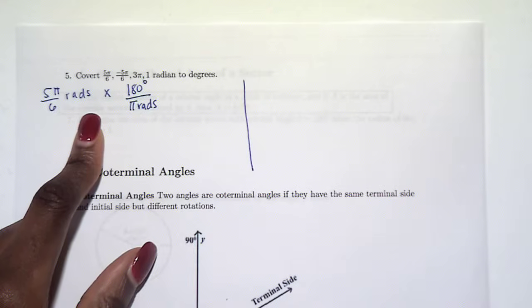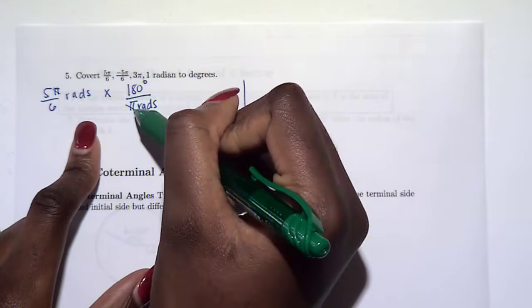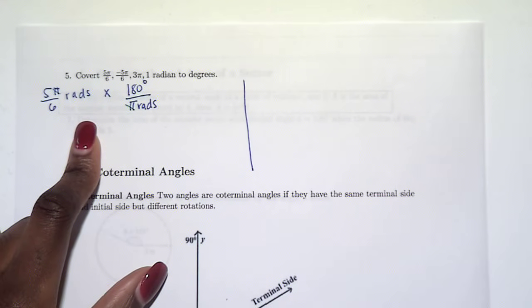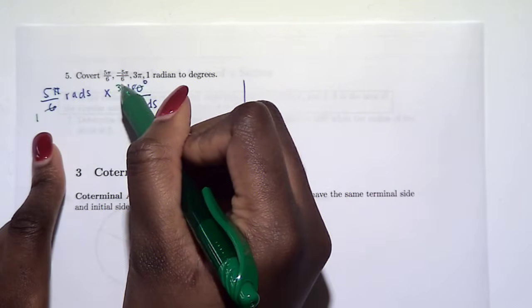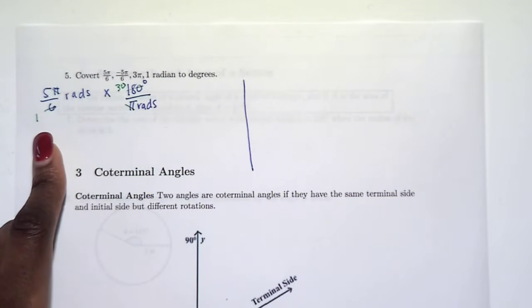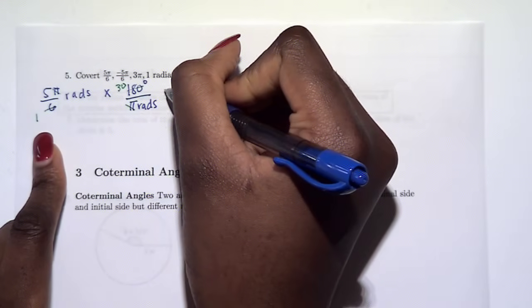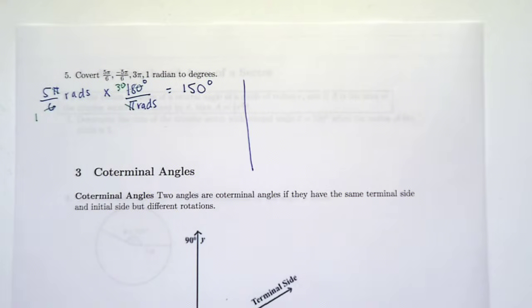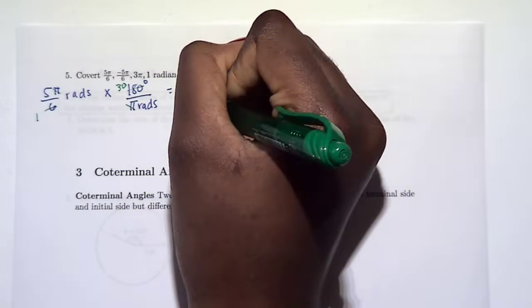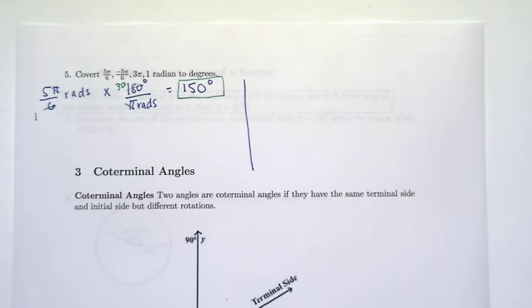So what's going to happen here? Well, my pi will cancel. 6 goes into 180 like 30 times. So 5 times 30, we get 150 degrees. So 5 pi over 6 radians is 150 degrees. All right, I'll do the rest in the next video.